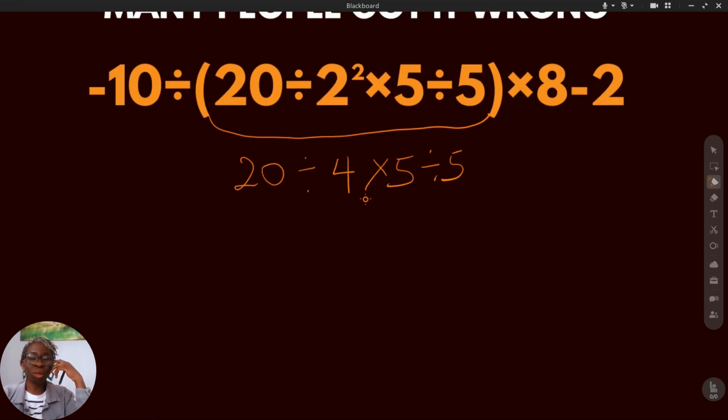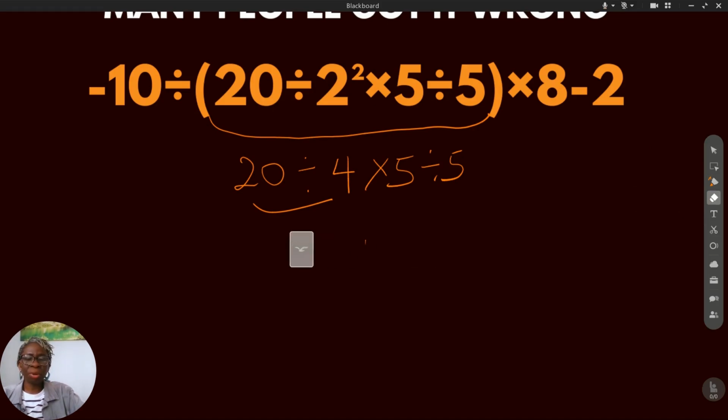This is where most people get it wrong and they make mistakes. Because the rule says PEMDAS, they tend to multiply before they divide, and that is wrong. When you're solving PEMDAS, you solve from left to right. So sometimes some people might say this is 5 times 1 and they get 5, but that is wrong.